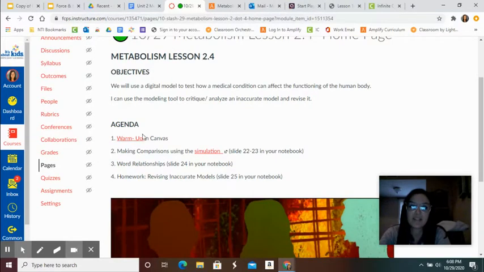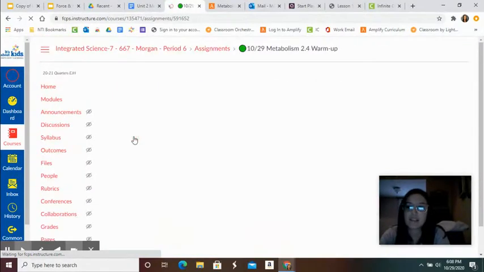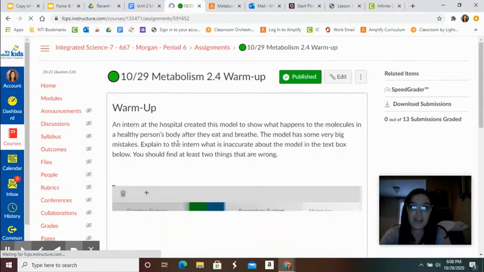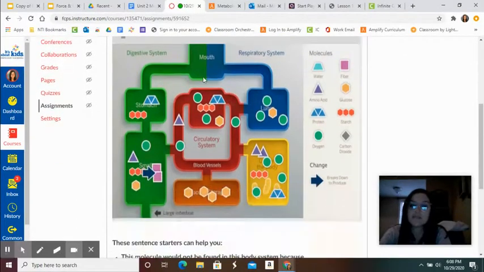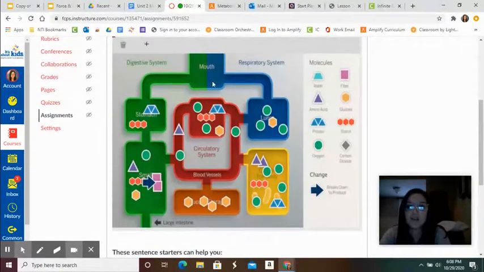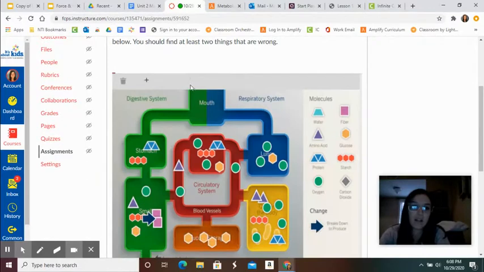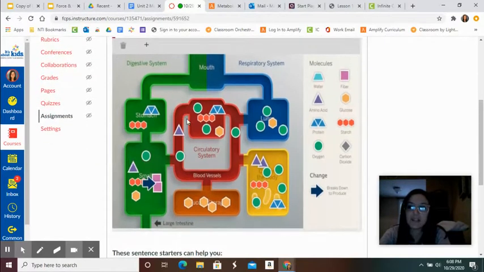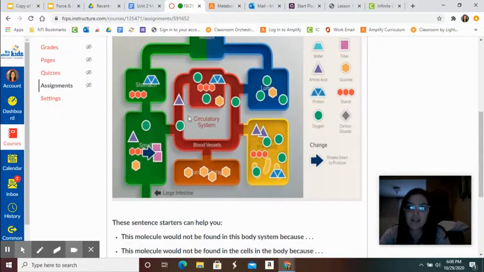And so the first thing that we did was a warm-up that was in Canvas. And when this warm-up loads, you're going to see that there is an image, and it was created by an intern at a hospital, but there's some things wrong with this image. There are some molecules where they do not belong. And so you needed to find at least two things that were wrong, at least two molecules in a spot they don't belong. And I can see one off the top right away.